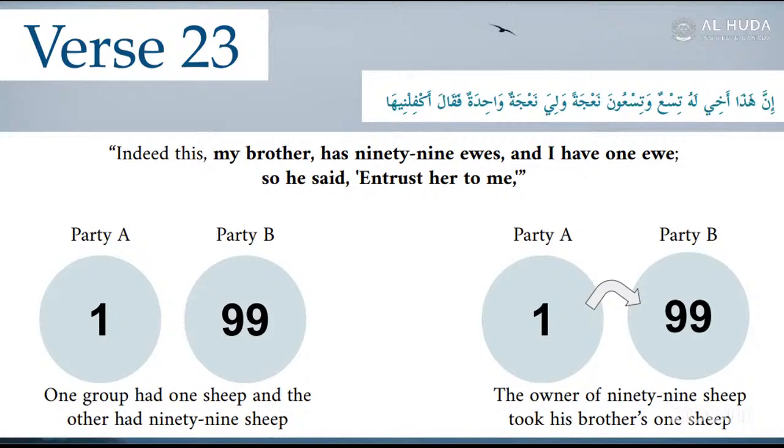Wa'azzani fil khitab, and he overpowered me in speech. Azzani from ayn zai. Azza ya'izzu means to overpower, to have the upper hand. So he overcame me, he defeated me in argument, so I gave up. Now, in this verse, there is no reference to whether the other party confirmed or objected at what the first party said.